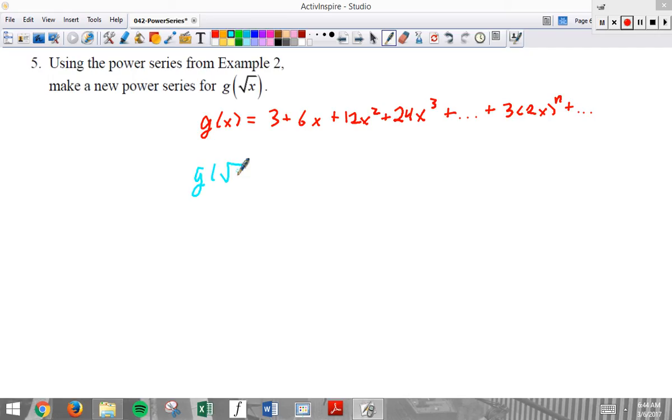So what does g of root x mean? It means everywhere you see an x, replace it with root x. 6 root x. If you want to simplify in your head, go ahead. But I'm going to write it out because, frankly, I don't trust myself. And also, frankly, this would be fine on the AP test.